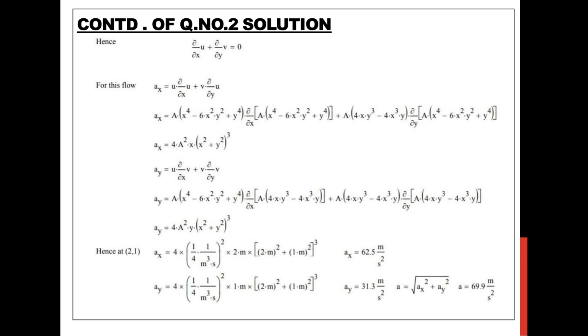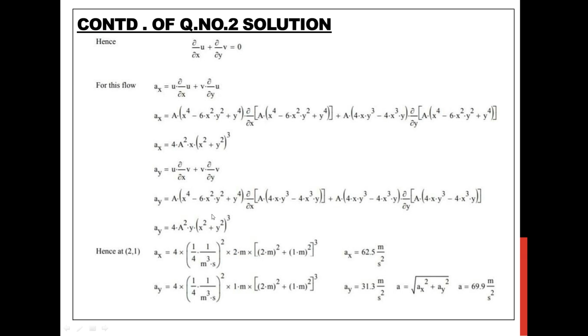Now for the y component of acceleration, we know the formula ay equal to u del v by del x plus v del v by del y. Here v is the y component of velocity, and u is the x component of velocity. Putting the values of u and v and differentiating, we get ay, the y component of acceleration, equal to 4a square y times x square plus y square whole cube.